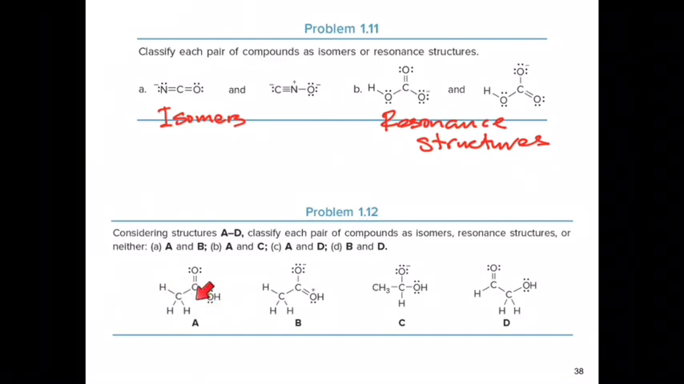So for A and B, we have CH3, carbon, carbon, oxygen. So it looks like all the atoms here are in the same location. So these two structures could be resonance structures, because the only difference is the location of the double bond, right? So you have the double bond up top and the double bond here at the bottom. And so I would say that A and B are resonance structures.